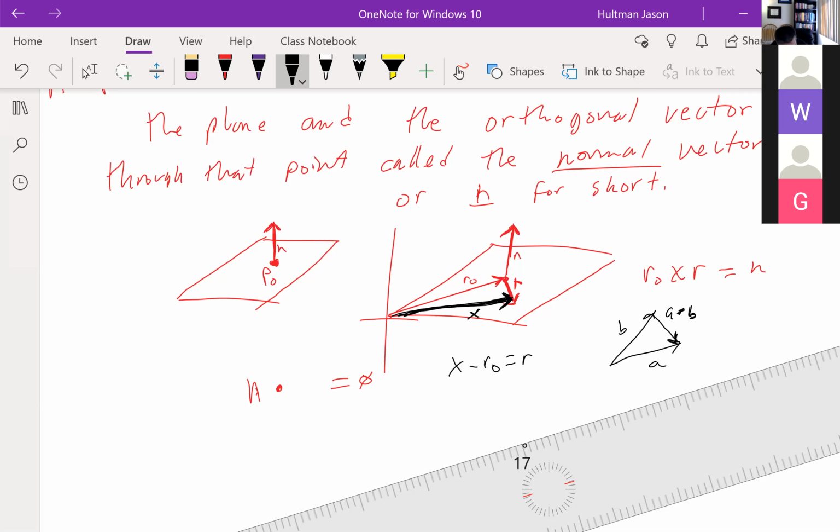Not with the direction of the... Because the arrow points down for R, so it's R naught minus X is equal to R.